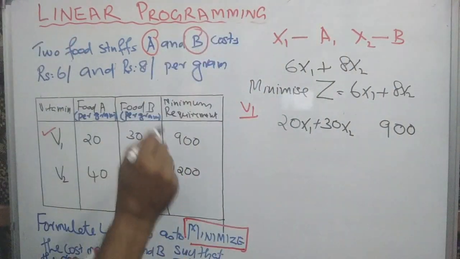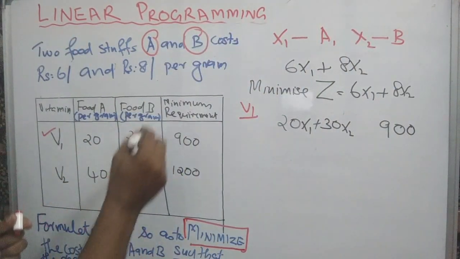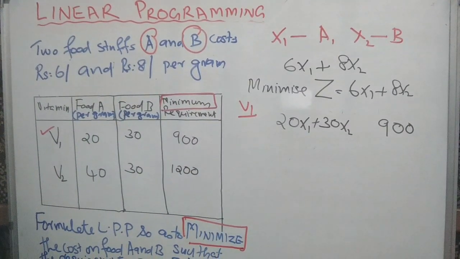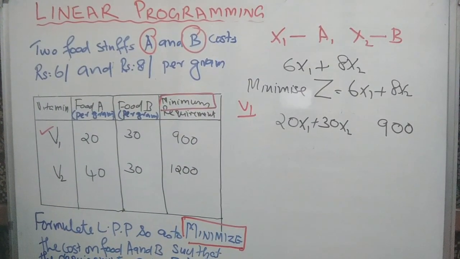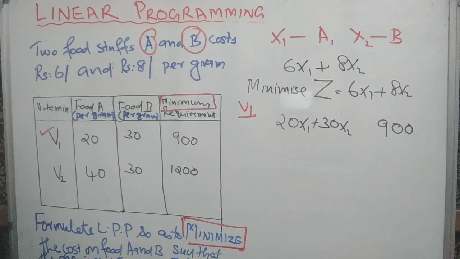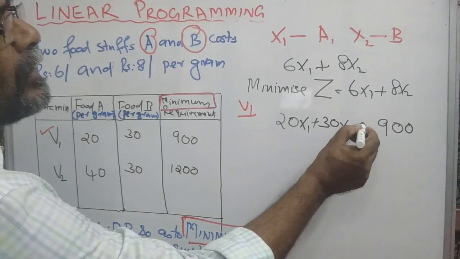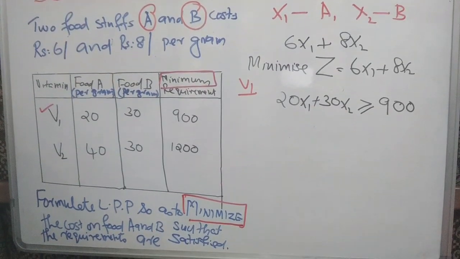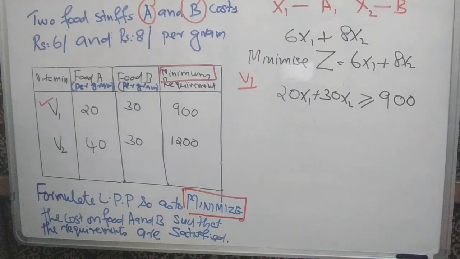Minimum requirement. Minimum. That is the important terminology. Minimum, that is, it is never less than 900. If it is more than 900, no problem. So the condition is greater than or equal to. That is the point to be noted.